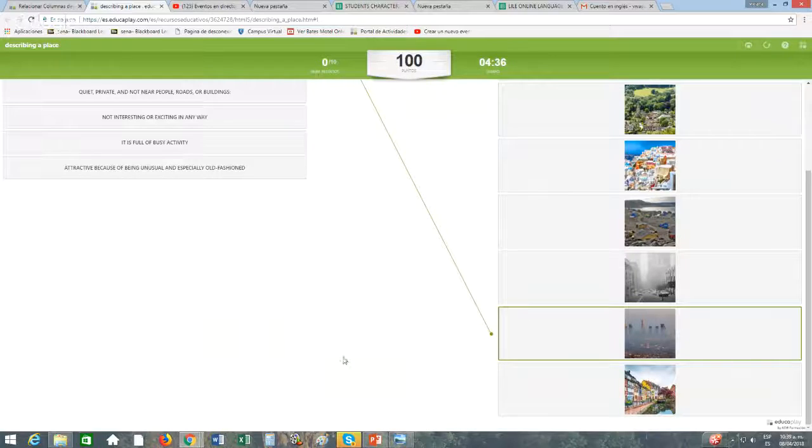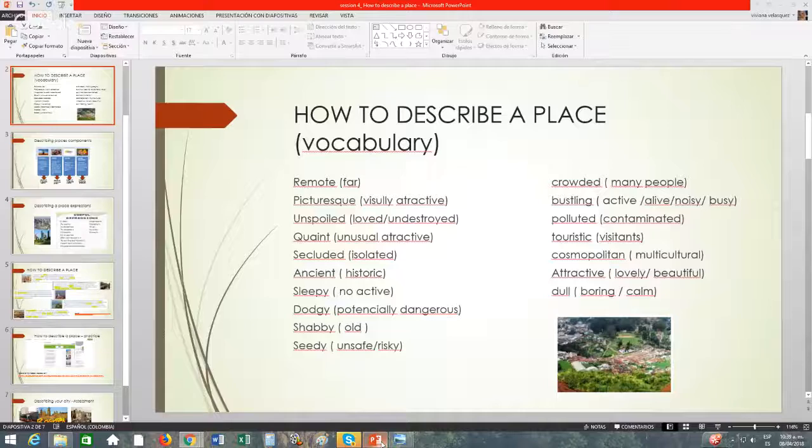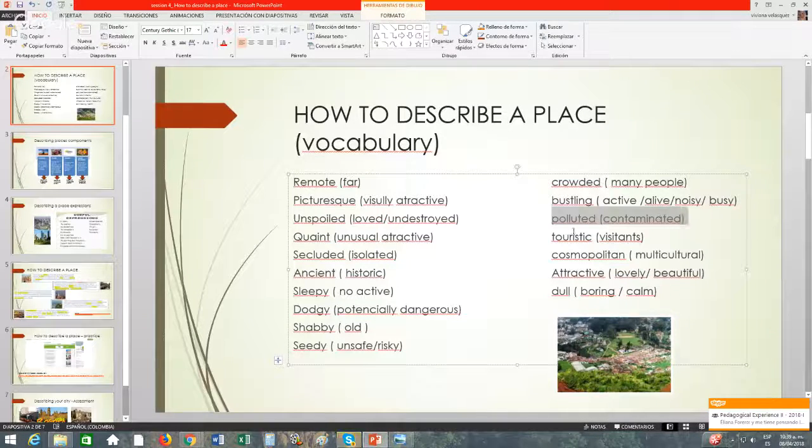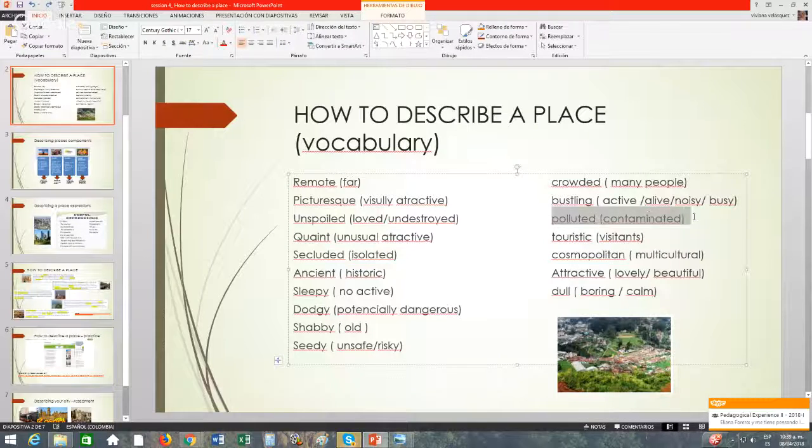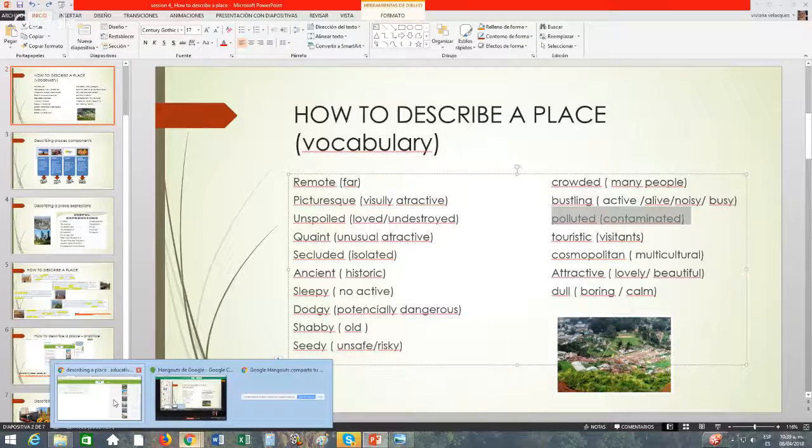Okay, I think the picture is very terrible because of the pollution. So the word will be polluted. Polluted. Yeah? Polluted. So, polluted or contaminated? Perfect. According to this vocabulary, remember you have to connect this vocabulary. Yes, teacher. Okay, we have one.